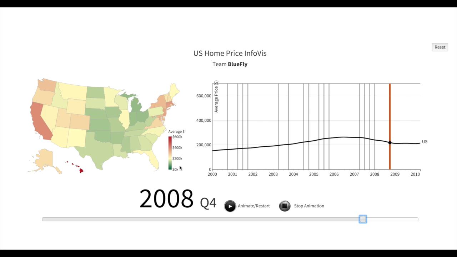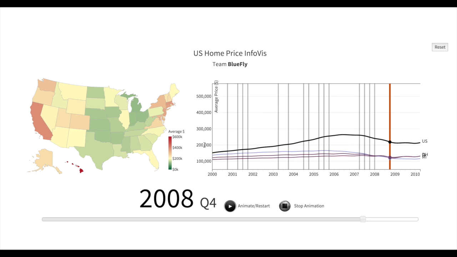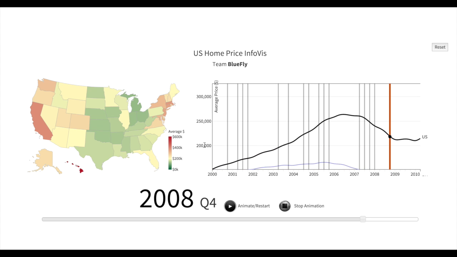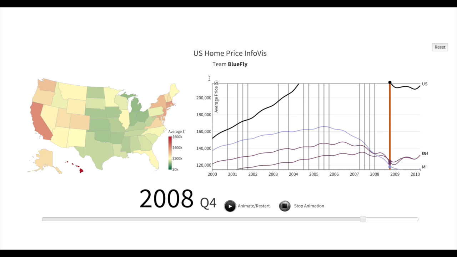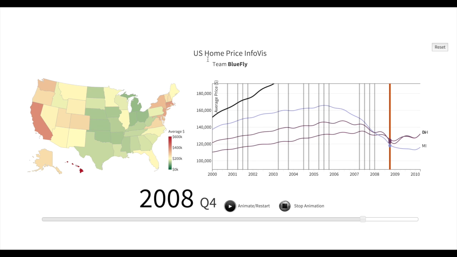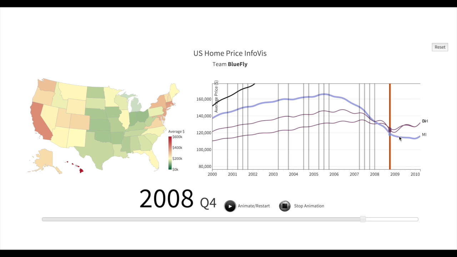Once we arrive there, by looking at the heat map, there are really three states that compete for the cheapest. We'll select them all, and because we can't really tell which one has the cheapest from the line graph, we can zoom in to the point that we can tell the difference really well. From this graph, we can see that obviously Michigan has the cheapest home prices near the end of the year 2008.